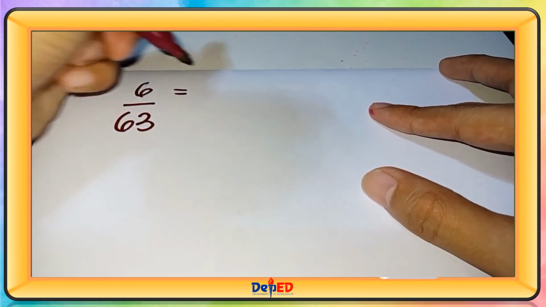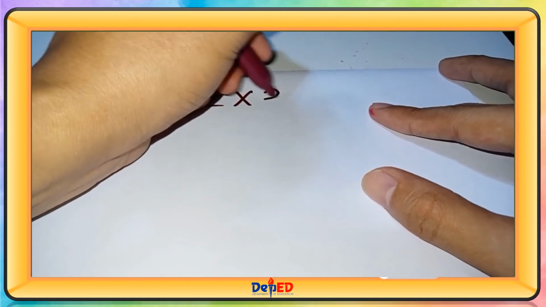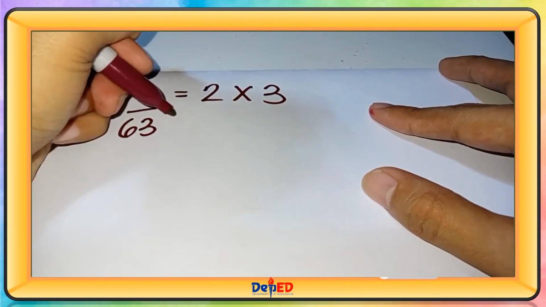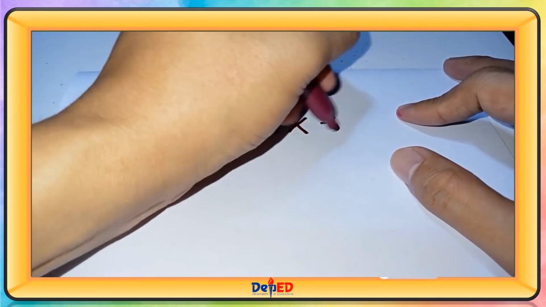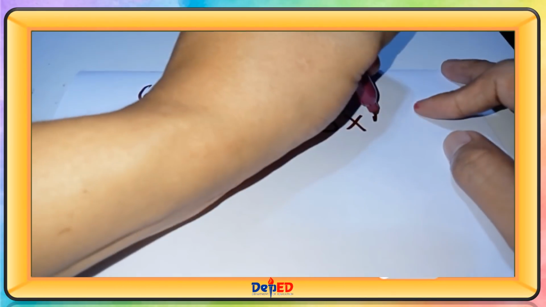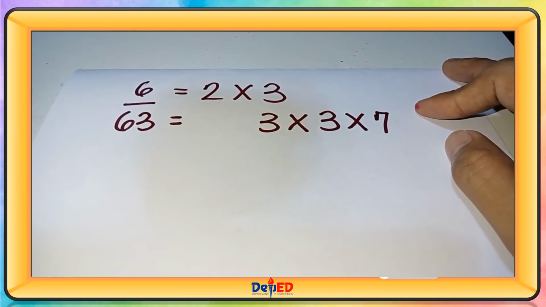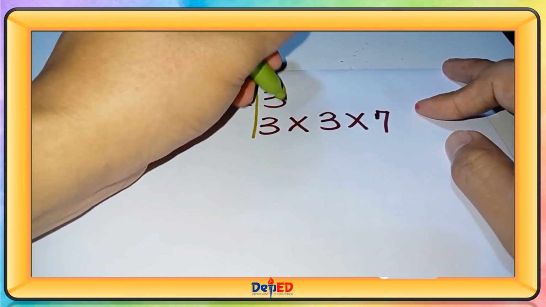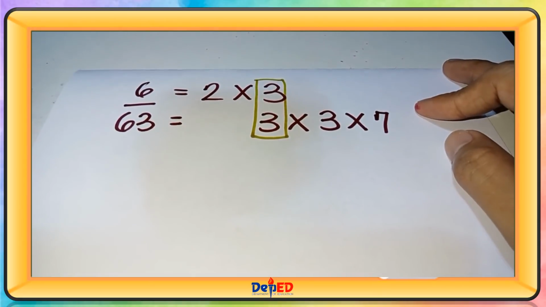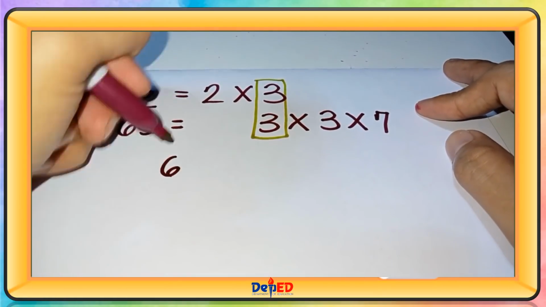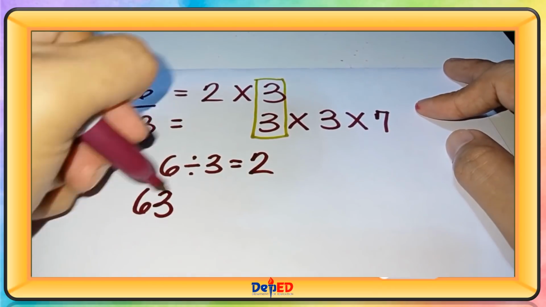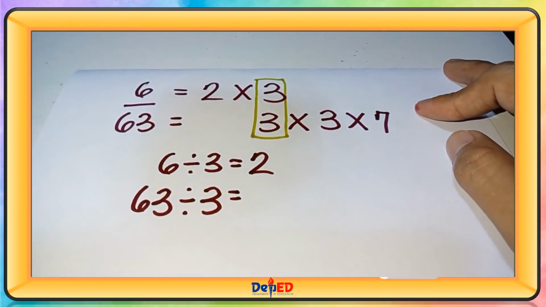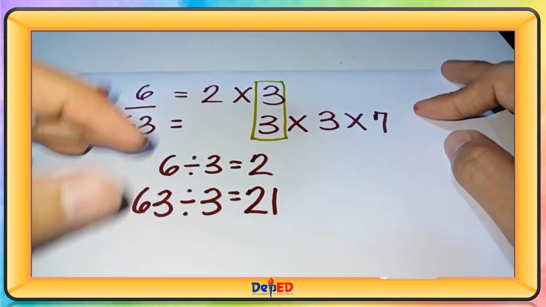6/63. The prime factor of 6 is 2 times 3. 63 is 3 times 3 times 7. We have one common factor, which is number 3. 6 divided by 3 equals 2. 63 divided by 3 equals 21.